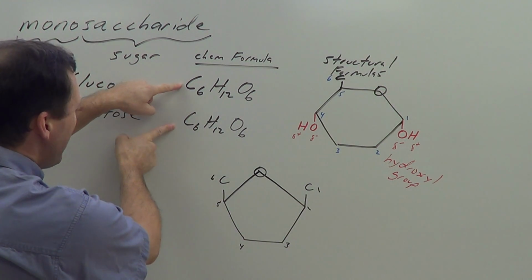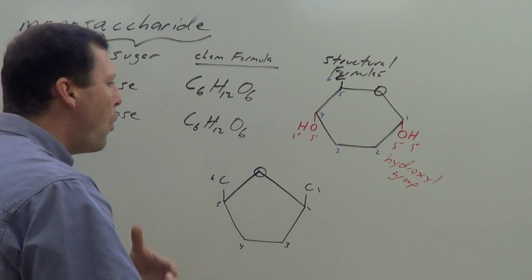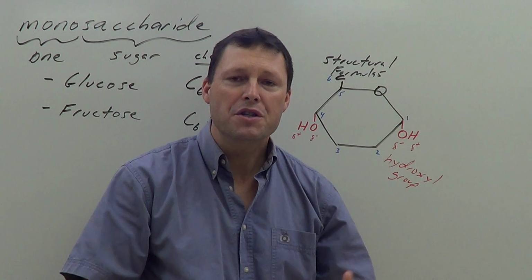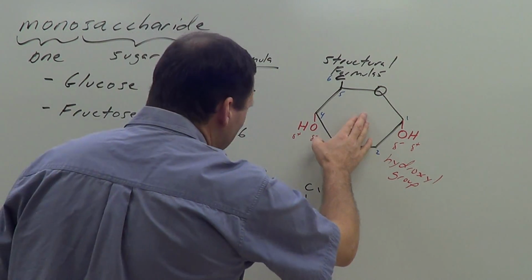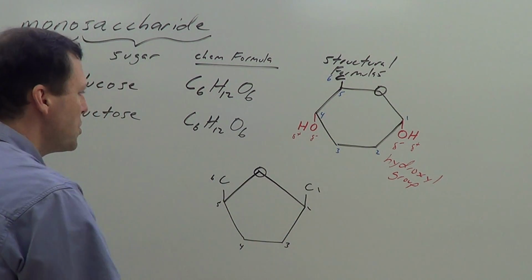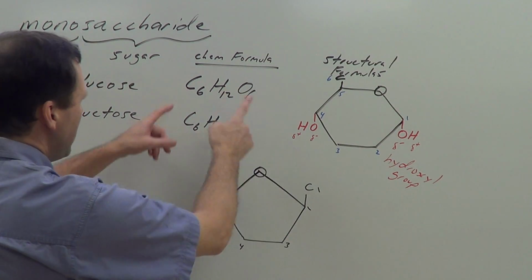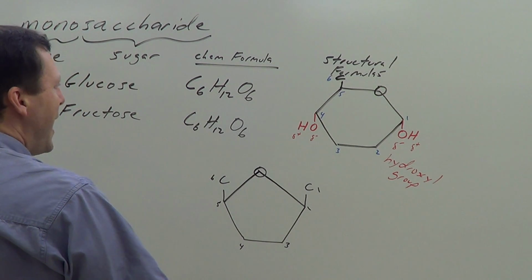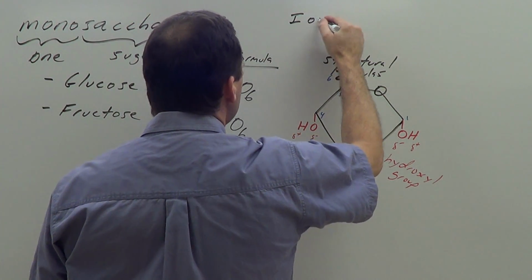We got the same number and type of atoms here, but by connecting them in different orientations, we can create different molecules with different sweetnesses, different properties, things like that. And these are probably the two most common sugars, glucose and fructose. So I just wanted to bring that up. All right, these two guys, glucose and fructose, are referred to as isomers. They're isomers of each other.